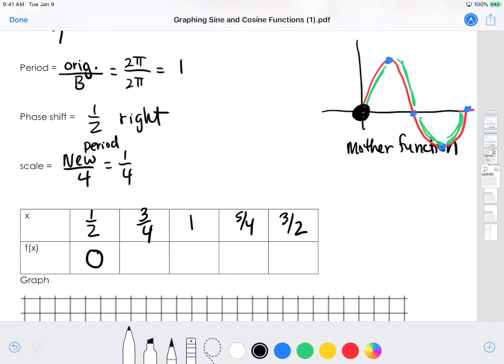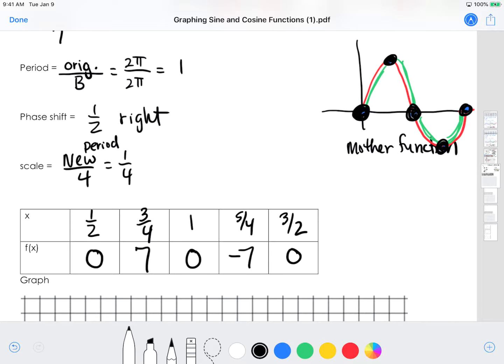The next key point on my mother function is my maximum point. In this case, because my amplitude is 7, instead of coming out one unit from the midline, I'm coming out 7. So I'm going to have a maximum of 7. Then my next point, I come back down to 0 again. And then my next point is the minimum value, which would be down to -7, because that's my amplitude. And then my last point is to come back up to 0 again.